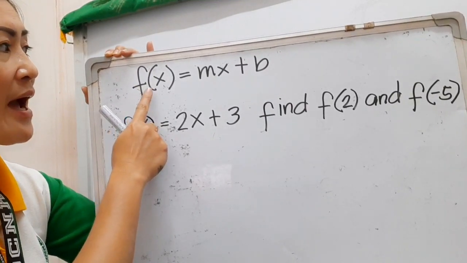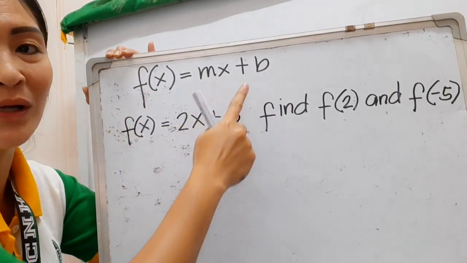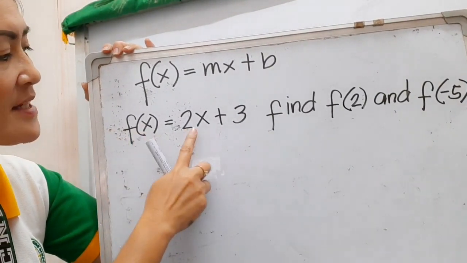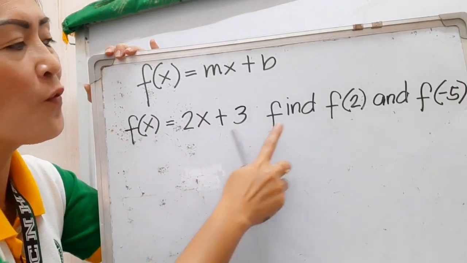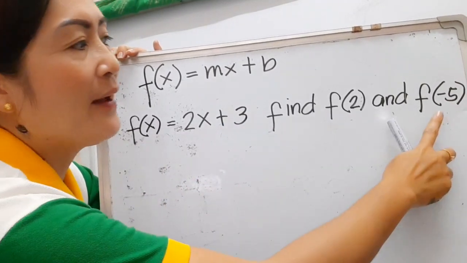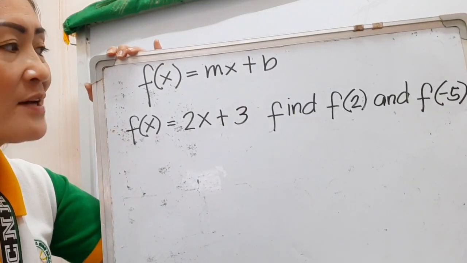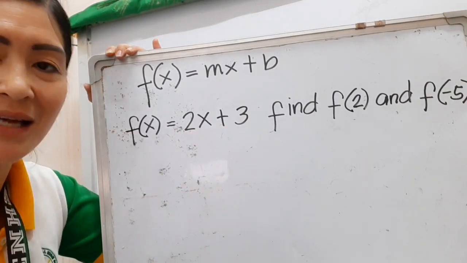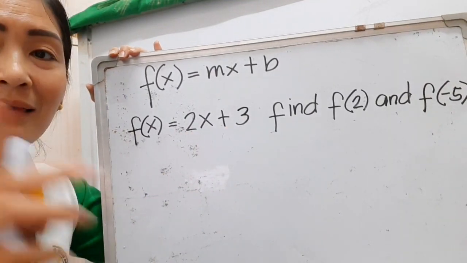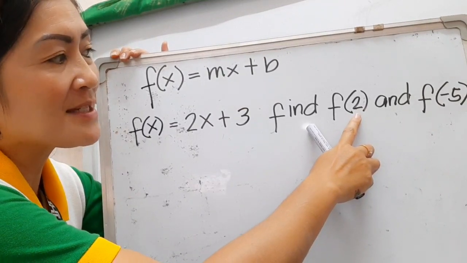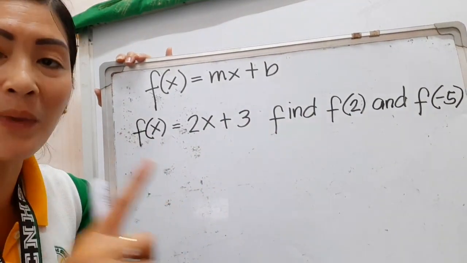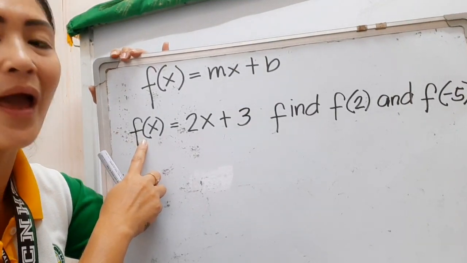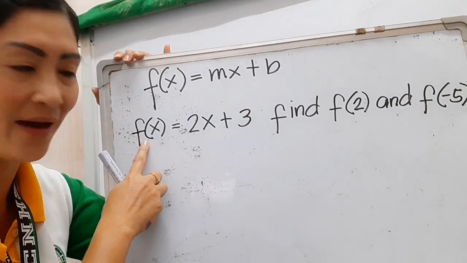Using the function f of x is equal to mx plus b, given the function f of x is equal to 2x plus 3, find f of 2 and f of negative 5. This f of x that is equal to 2x plus 3 is now the machine. If we input something to the machine, there will be an output, which is the value of y, or f of x, or function of x, right?